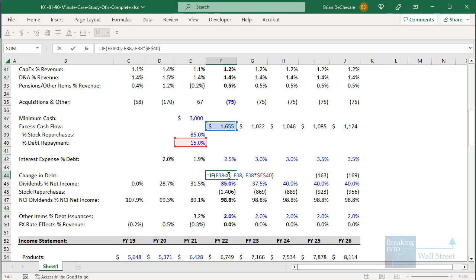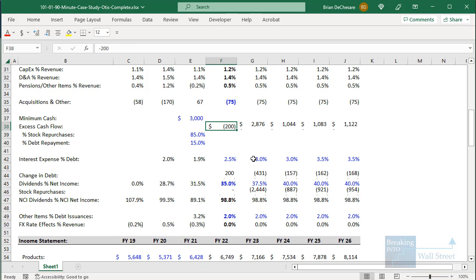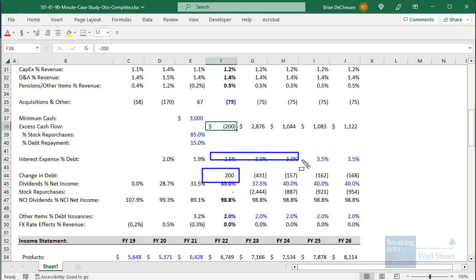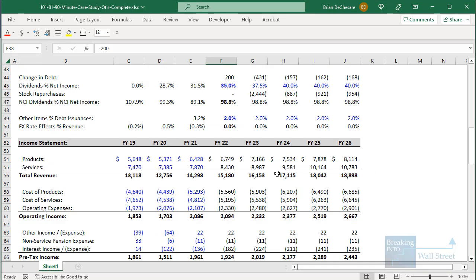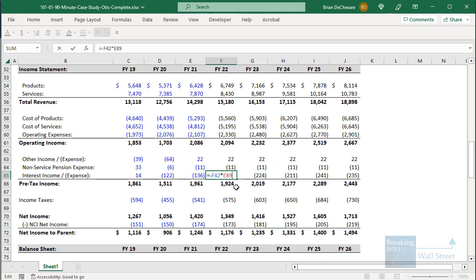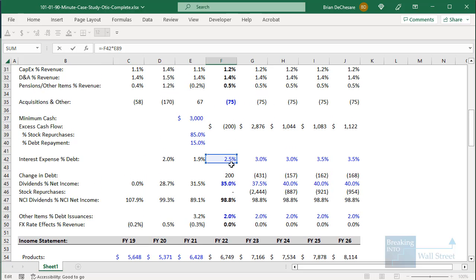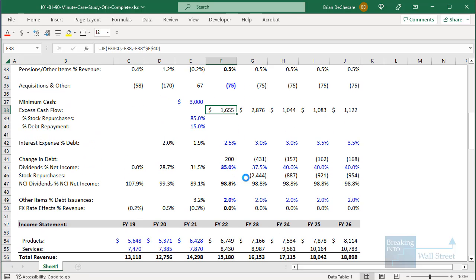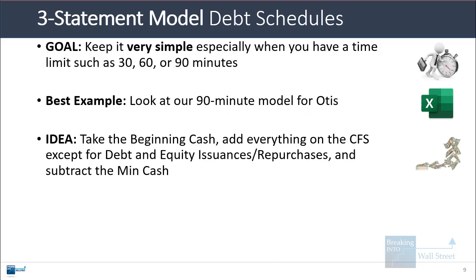Now, if we had the opposite scenario, if we had, say, a cash flow deficit here of 200 million, in this case, the company would issue additional debt. We also project the interest rate here, the average interest expense they're going to pay on the debt, and this in turn flows into the interest expense shown on the income statement. So this is a very, very simple example of a debt schedule, but it still works quite well, especially when you have almost no time to dig into this in detail.